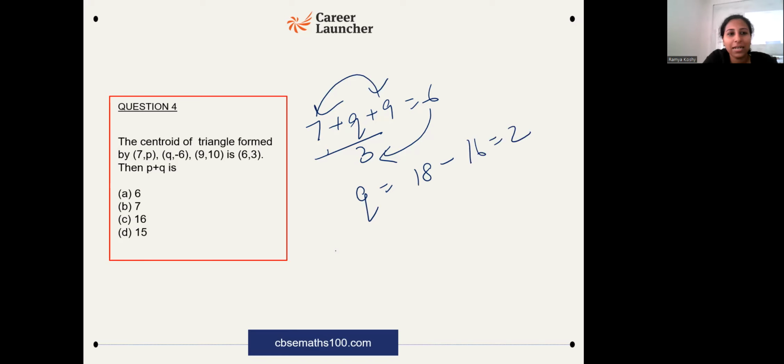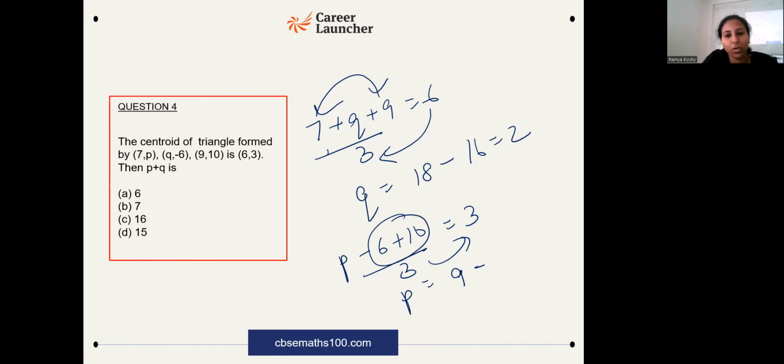And we know that (p - 6 + 10)/3 is 3. So p will be 3 into 3, 9. 10 minus 6 is plus 4. When it goes to the other side, 9 minus 4, which is 5. So p plus q will become 5 plus 2, which is 7.